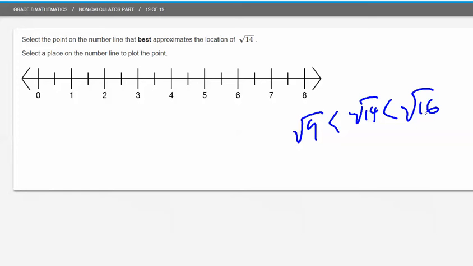So the square root of 9 is 3. The square root of 16 is 4. So I'm going to be somewhere between 3 and 4. Am I going to be closer to 3 or closer to 4? I think I'm going to be closer to 4 too, because 14 is closer to 16. So let's see where I can put the dot. So, I think it's 3 and 5/7.